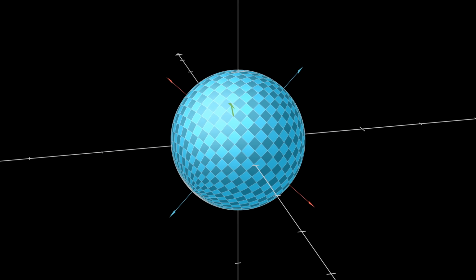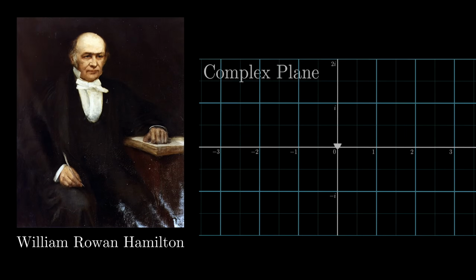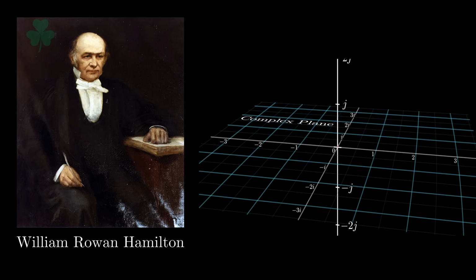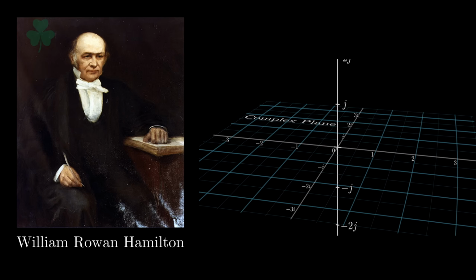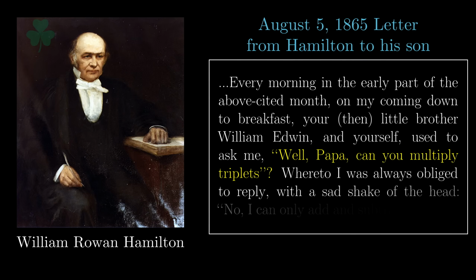The story of their discovery is also quite famous in math. The Irish mathematician William Rowan Hamilton spent much of his life seeking a 3-dimensional number system, analogous to the complex numbers. And as the story goes, his son would ask him every morning whether or not he had figured out how to divide triples, and he would always say, "No, not yet."